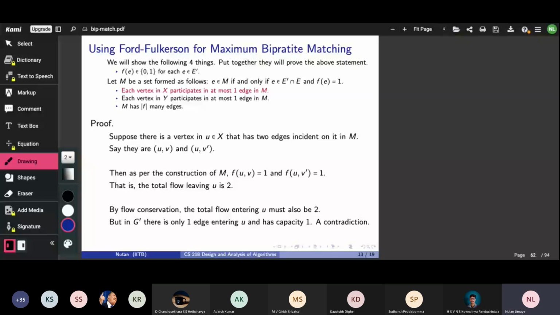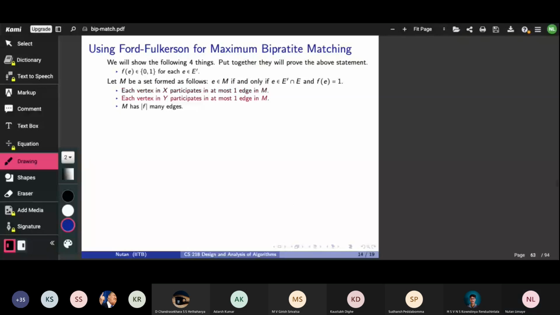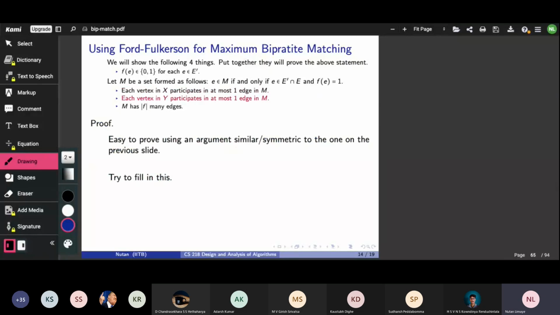If you were to appeal to the connection to the edge disjoint path problem. Okay. Again, by a very, very similar argument, you can show that each vertex in Y participates in at most one edge in M as well. Okay, so I'll just leave this proof for you to figure out.